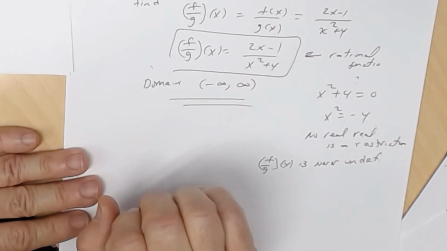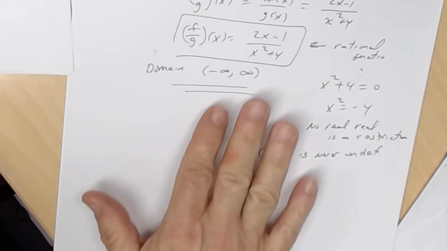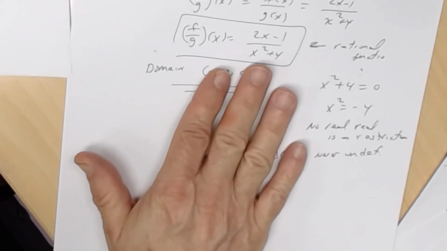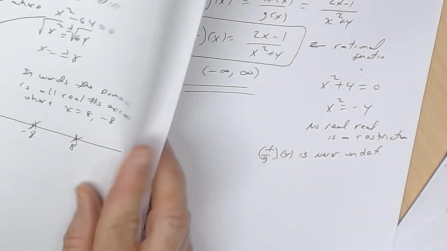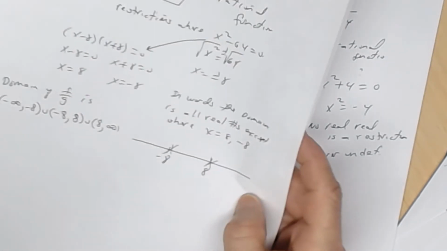Okay? All right. So that's going to be the end of this lesson. This was part 3 of combination of functions.